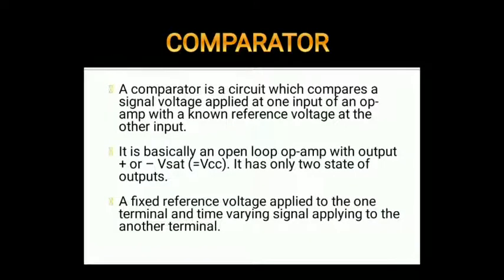A comparator is a circuit which compares a signal voltage applied at one input of an op-amp with a known reference voltage at the other input. It is basically an open loop op-amp with output positive saturation or negative saturation. It has only two states of outputs, with a fixed reference voltage applied to one terminal and the time varying signal applied to the other terminal. This is the basics about comparators.